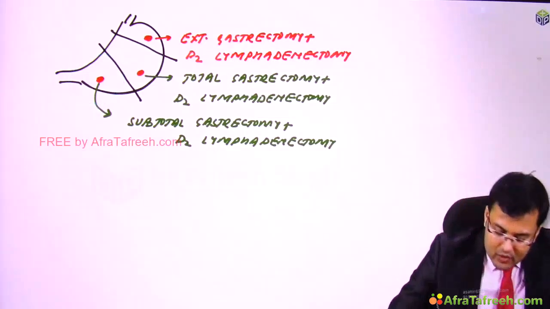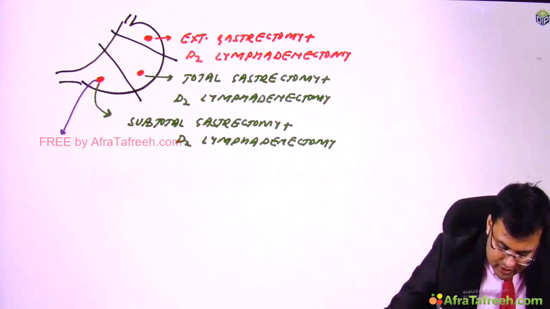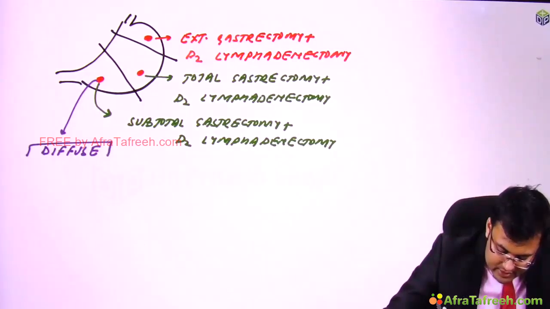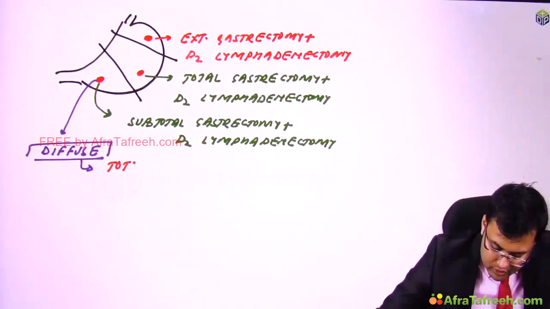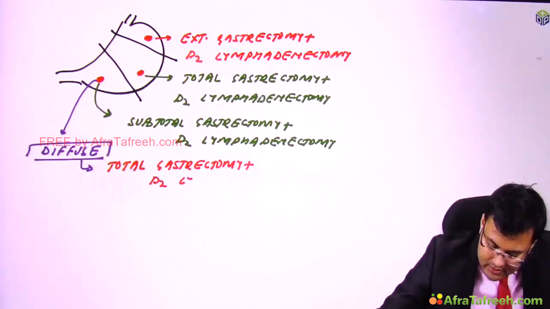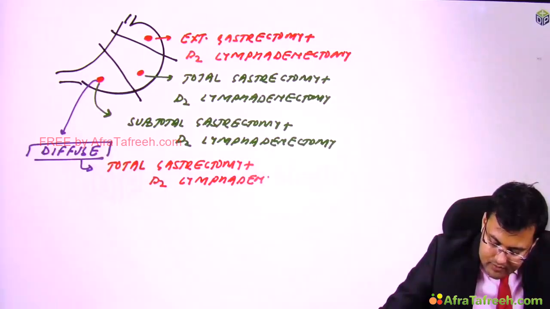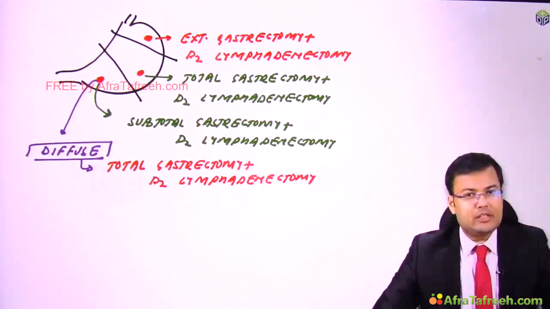So have a look. What's the exception here? For diffuse variety involving distal 1/3, we go for total gastrectomy. We go for total gastrectomy plus D2 lymphadenectomy. This is one concept.